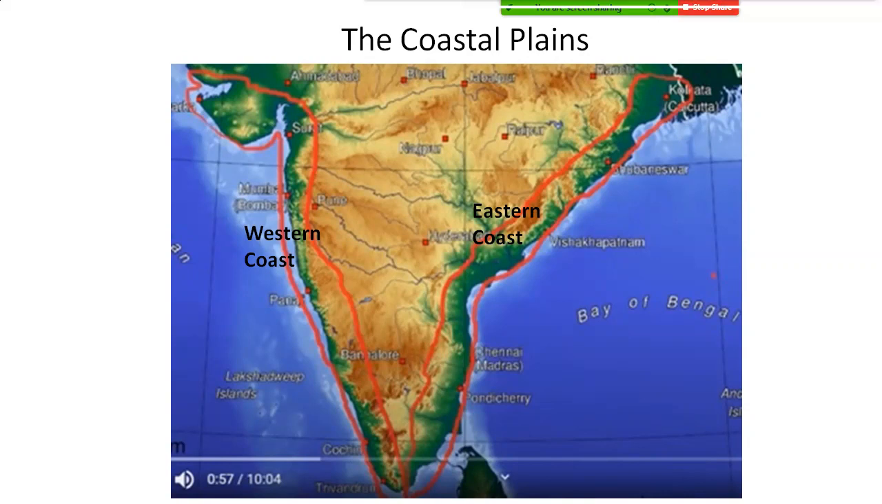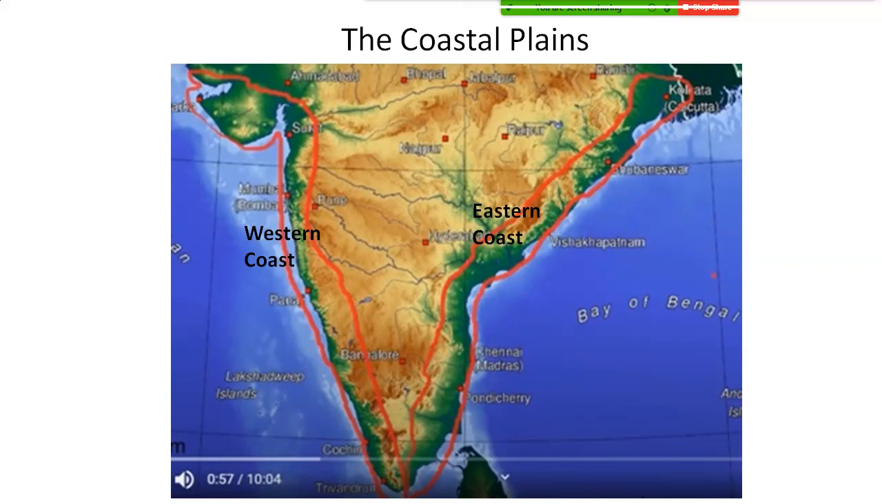The western coast is very rocky. It lies between the Western Ghats and the Arabian Sea. The eastern coastal plain, on the other hand, lies between the Eastern Ghats and the Bay of Bengal. Since the western coast is very rocky, at some places, in fact, it almost extends right up to the sea coast, making this region very steep.